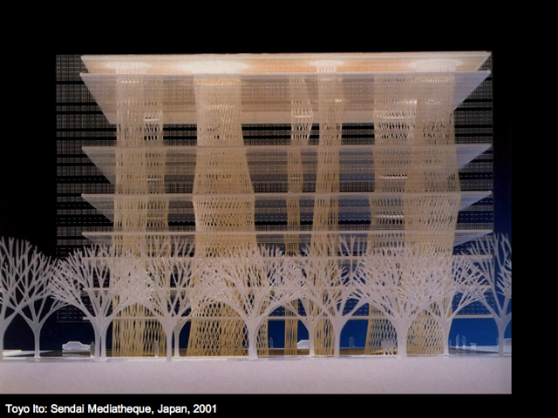Now, to conclude my lecture, I'm going to talk about two projects a little bit more in detail. One of them is the library in Alexandria, which I was involved in, and the other one is the Sendai Mediatheque by Toyo Ito. Both of them, to different degrees, are field or mat buildings.